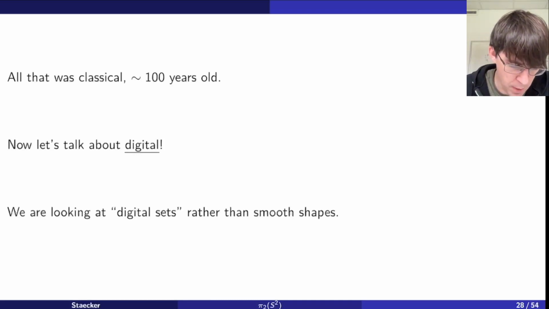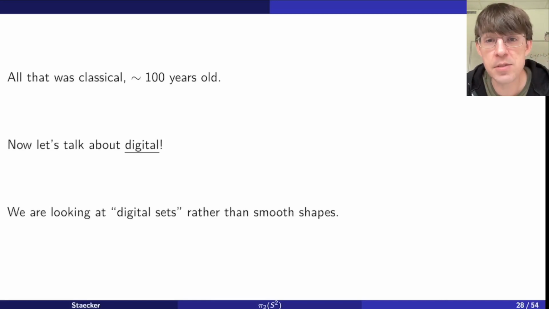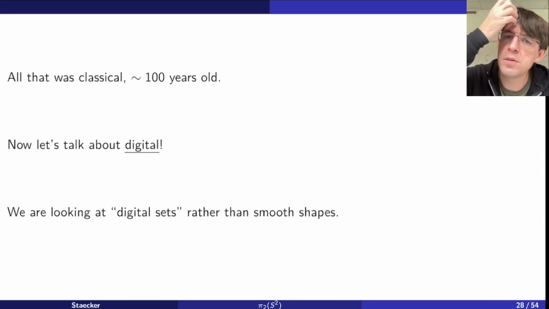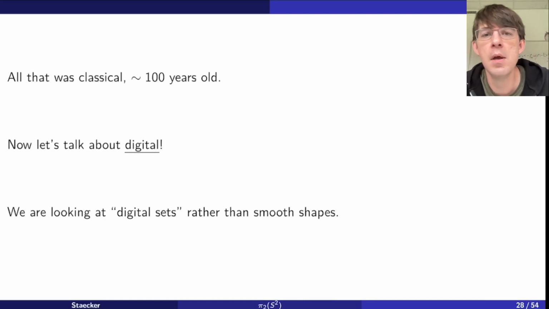Let's see what I mean by that. What I mean by digital is we're going to look at so-called digital sets rather than smooth shapes. This is part of a fairly new discipline called digital topology, and the idea is, geometry and topology of smooth shapes has been around for a very long time. Although in our world the way it is now, it is important to analyze digital type shapes. And, do they behave in the same way? The answer is, yeah, kind of.